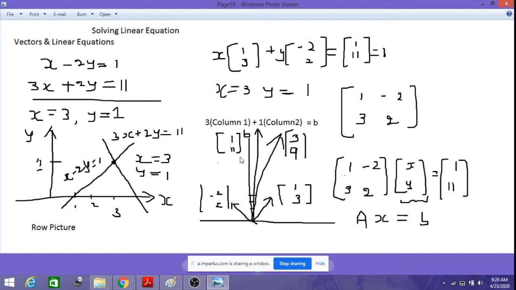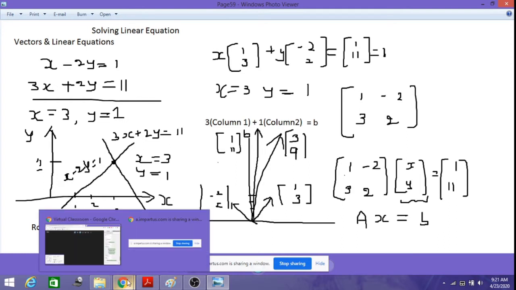Likewise we get one more arrow here, and this arrow is b, that is at 1 and 11. If you want to represent these vectors in matrix form, we write the coefficients here, that is 1, minus 2, 3 and 2, into x, y equals 1 and 11. These coefficients we call A, and these unknowns x and y, please do not get confused with this x and this x. Generally we represent that vector or the column of the matrix as x, which is equal to b. So this was what we were discussing.